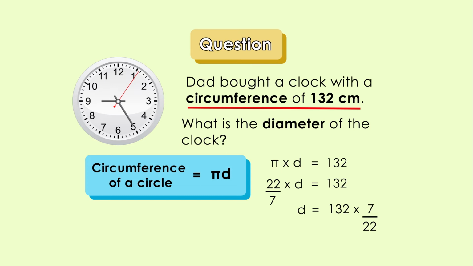Can you find the value of d? You may use a calculator to help you with the calculations. Very good! The diameter of the clock with a circumference of 132 centimeters is 42 centimeters. You are doing great!